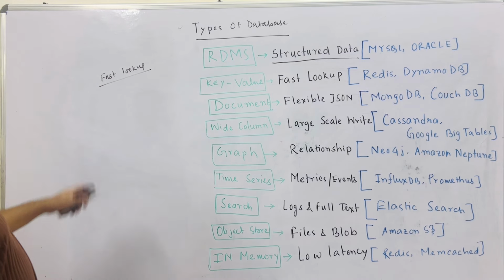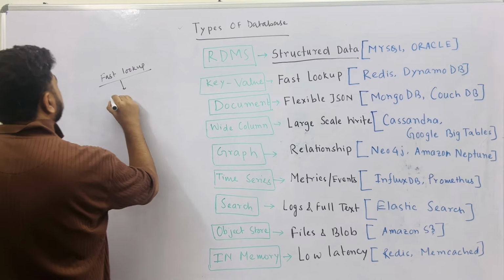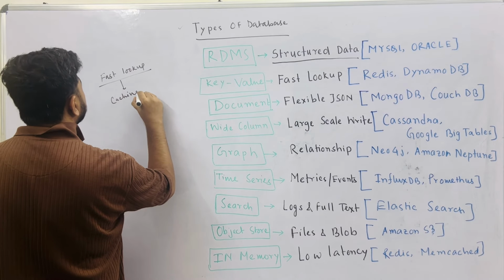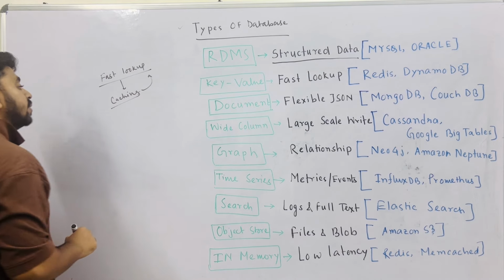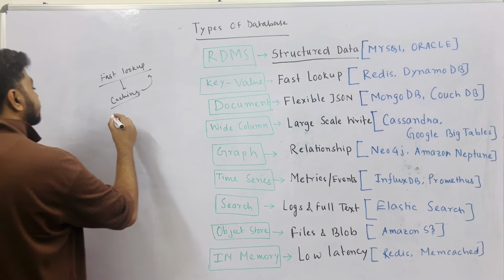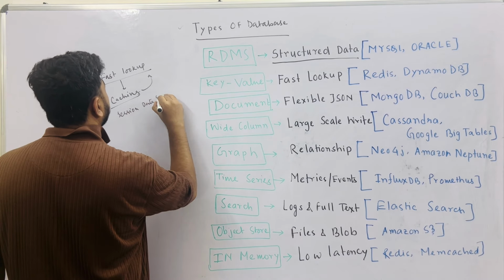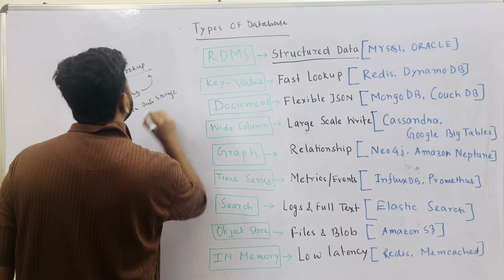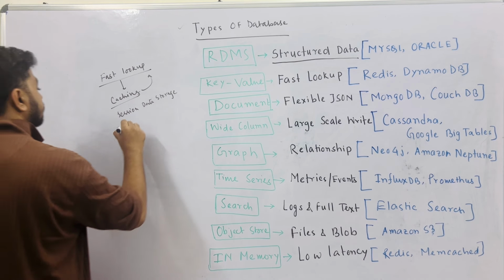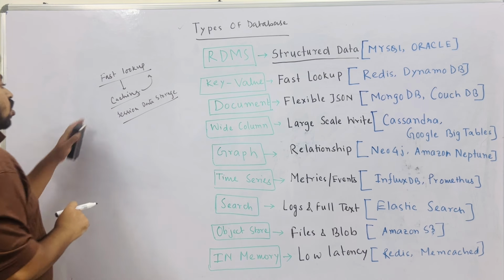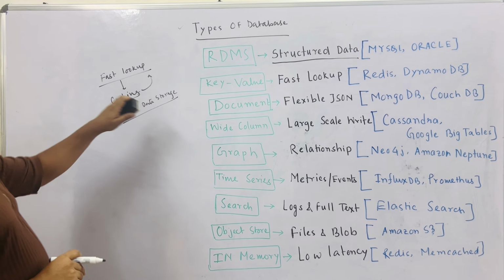So where is the fast lookup used? What is the use case? Caching is the most widely used fast lookup use case. Another is session data storage. If we want to store any session data, we also use this key value pair database. So these are the most commonly used use cases of key value pair database.